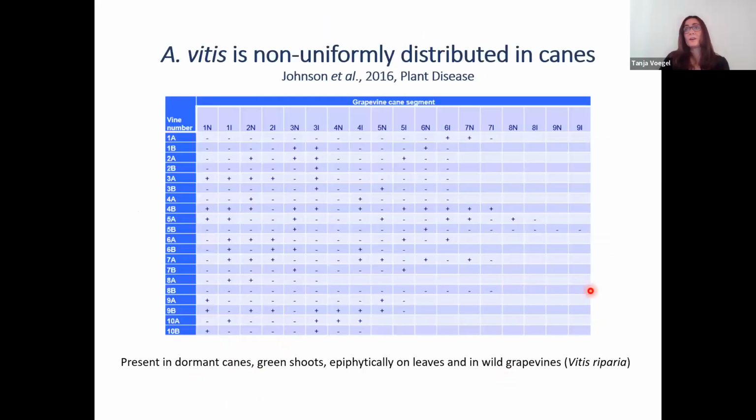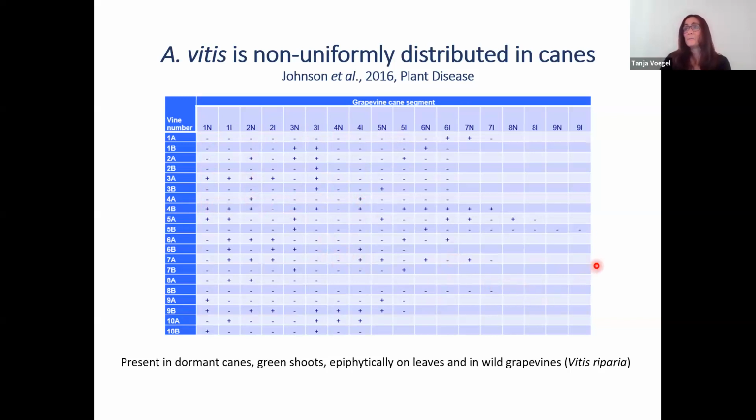The fact that bacteria are non-uniformly distributed in canes has been shown previously. And this is a study where they've looked at 10 canes here. Those are numbered 1 to 10. And then here is a location on each cane. So node 1, internode 1, and so on. So if they would have sampled cane number 4, for example, at internode 1, they would have said this plant is crown gall free. However, bacteria are located at other places. So you have to basically sample the whole vine to have a good idea of where the bacteria are located.